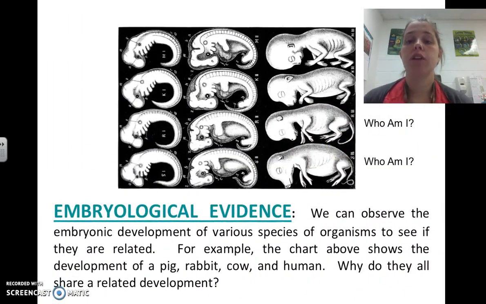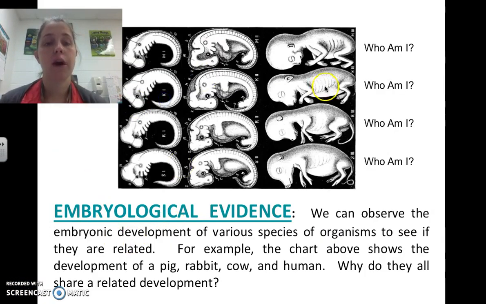We can look at embryological evidence. So embryological evidence is actually looking at the development of embryos. So you might not be able to tell here what type of organism we are growing. Look, we've got tails, tails, tails, and now we turn into a pig. But actually humans look very similar the whole way through. Okay, so embryological evidence, we can observe the embryonic, that's babies inside their moms, development of various species to see how closely they are related.